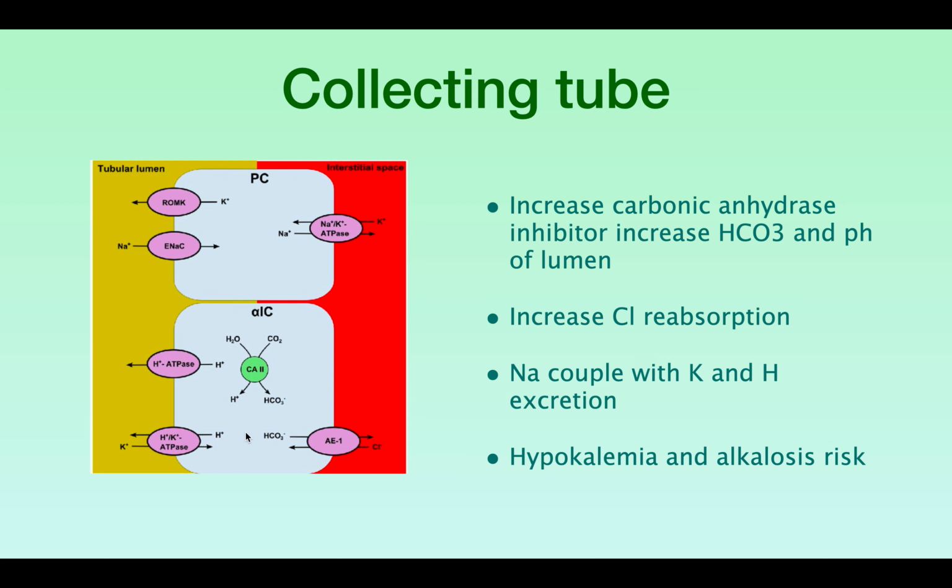So potassium would be brought back in, while hydrogen is going to be excreted, but it's not going to be acidic because it's going to combine with the bicarbonate. So the risk of using acetazolamide or other carbonic anhydrase inhibitors is going to be hypokalemia and alkalosis. All of the acid is going to come out along with the potassium, so inside it's going to be a lot more alkaline.